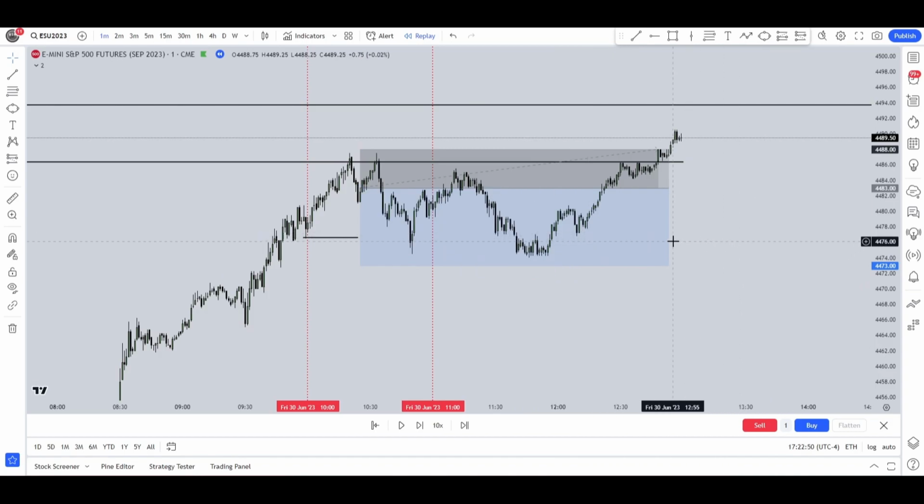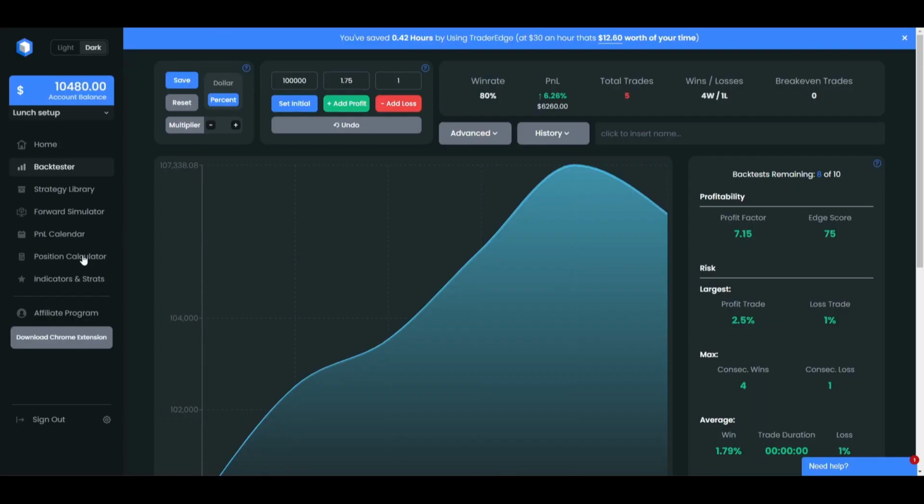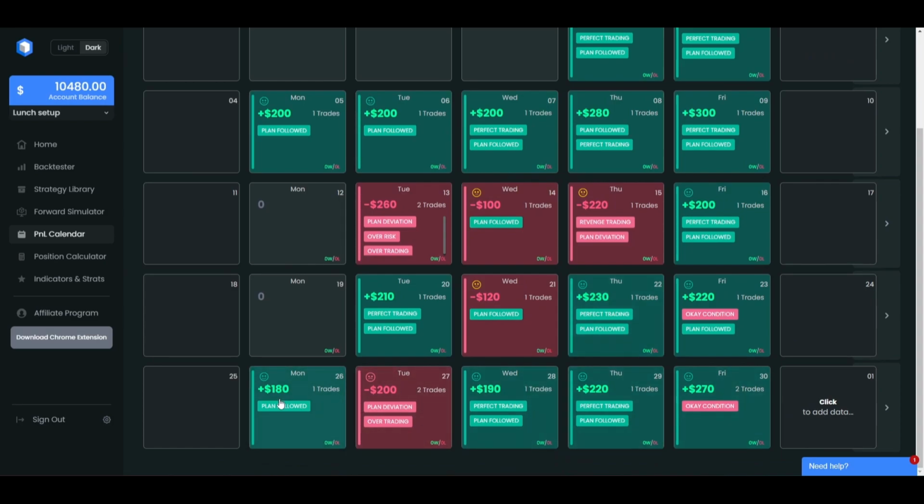I really like this week. I traded it really well in real life as well. I had some really good results. Right here, you can see my results for this week. I had 4 winning days and 1 losing day.